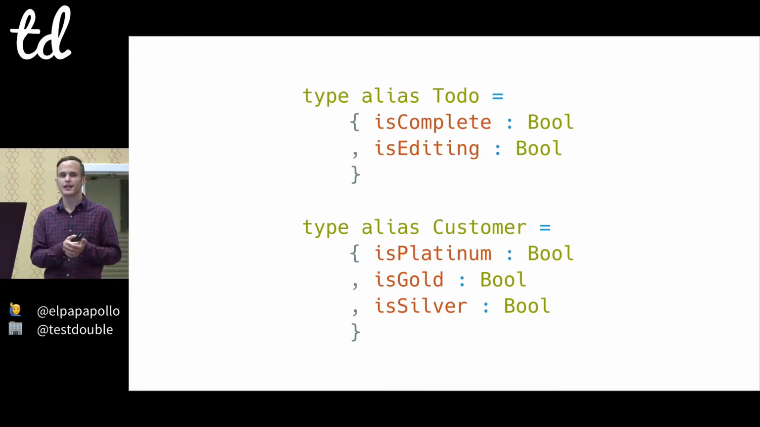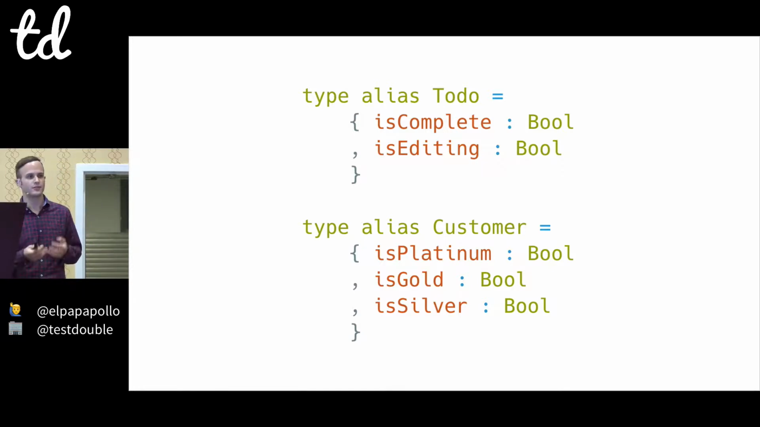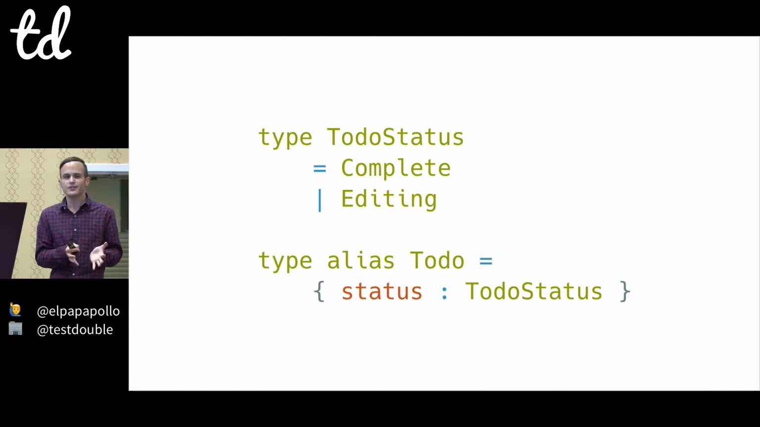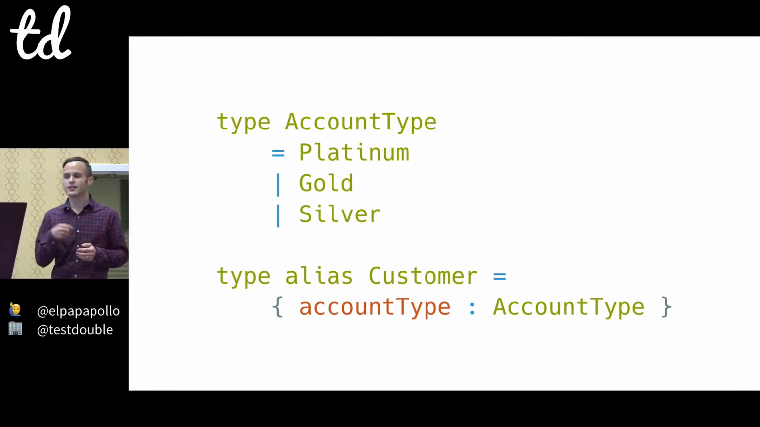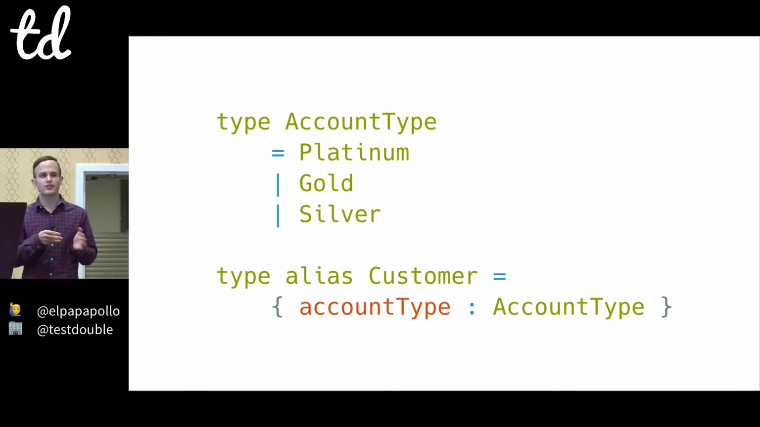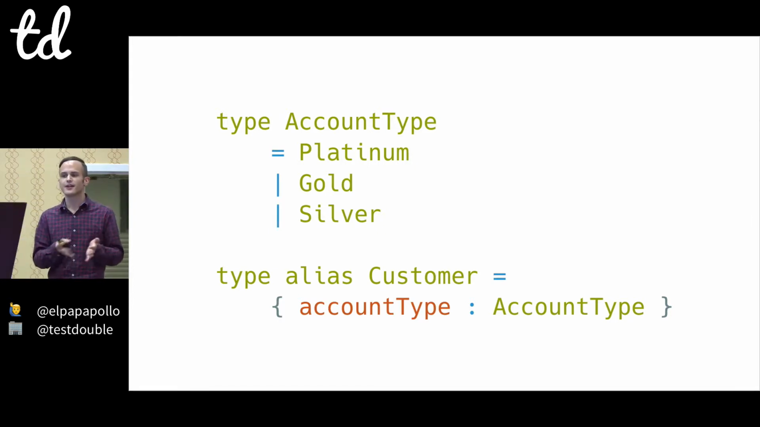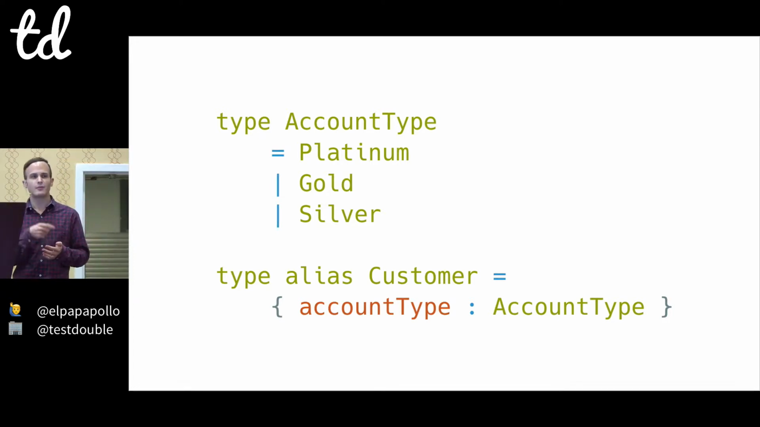For example, take a to-do type that has separate Boolean flags like is complete or is editing, or maybe a customer type with several account types, platinum, gold, and silver, but they're all Booleans. For each of these, we can just combine those Boolean fields into one union type. So for our to-do, we can create a to-do status union type with complete and editing constructors. Then the to-do record only needs a single status field for these two possible values. Similarly, with the customer's account type, we can create a union type called account type with three constructors, platinum, gold, and silver. So the customer record then just has one account type field that can be one of those three values.